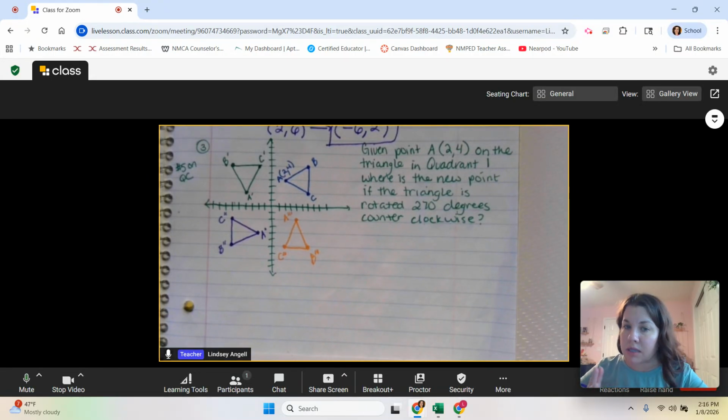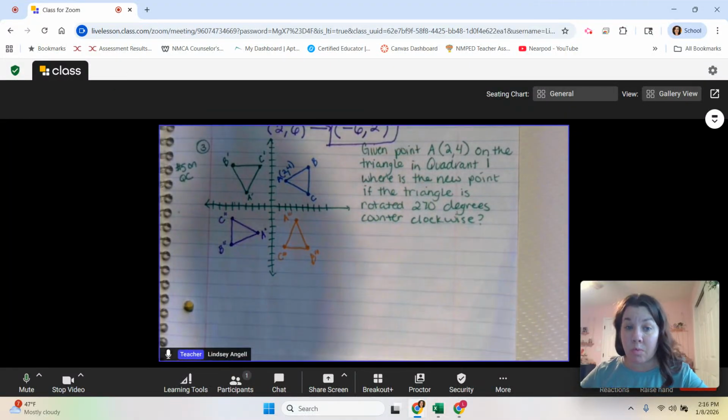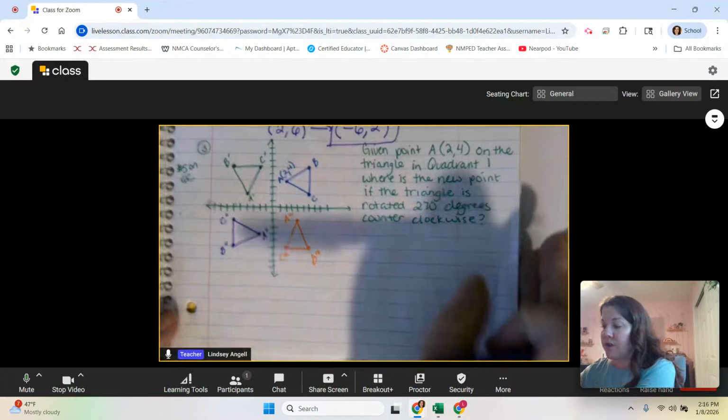For number 3, this is number 5 on your quick check. I thought it was a little overwhelming with all of the triangles that they give you, but it's really not too bad. But I wanted to make sure we talked about problems like this. So given point A, which is at 2, 4, on the triangle in quadrant 1. So that's another thing that we should review, okay?